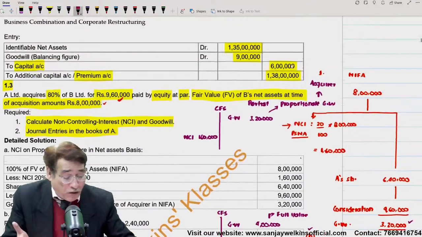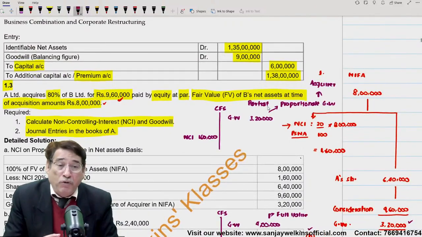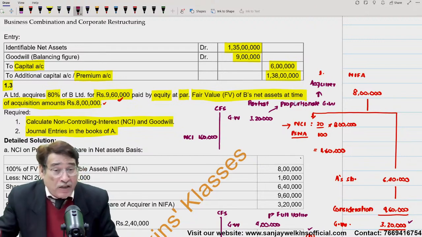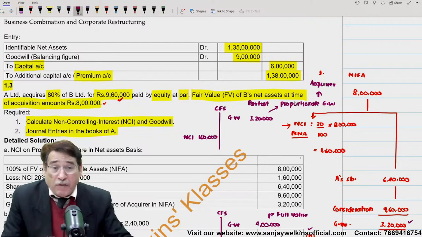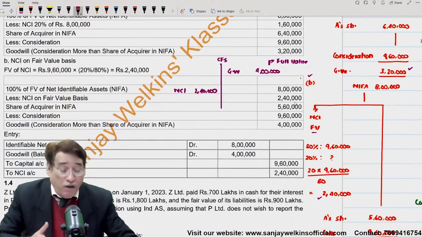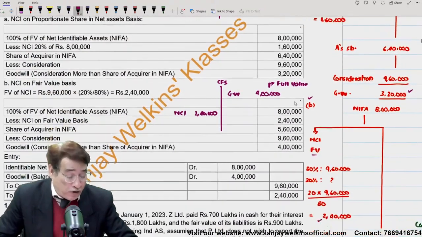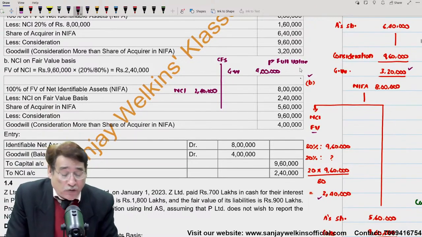For example, a particular question may ask you to compute the amount of goodwill on proportionate basis. Compute the partial amount of goodwill. Indirectly, it means you have to take NCI at PSNA basis. That is why you need to be very well acquainted with all these particular terms. Anyway, this is known as full cost of goodwill or full value of goodwill.